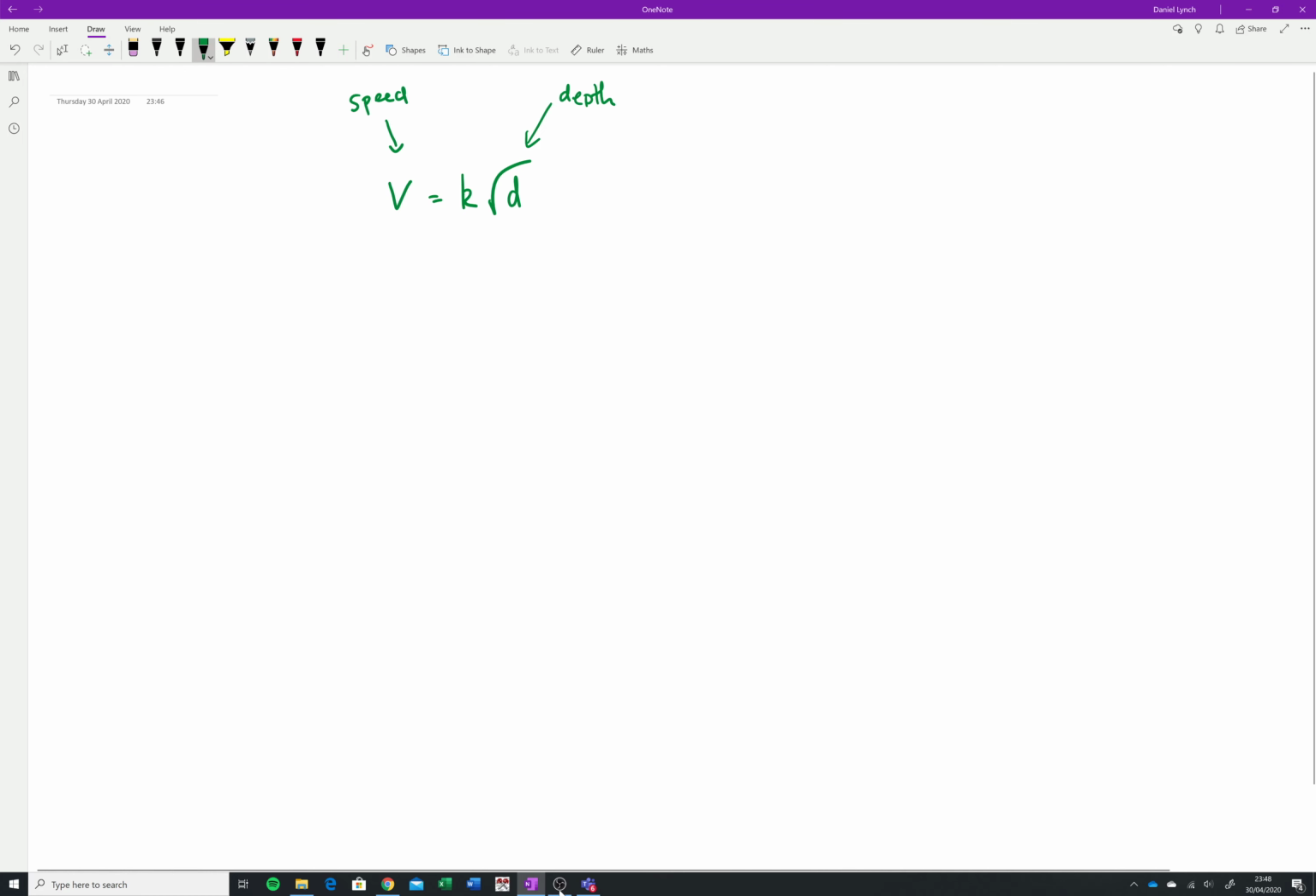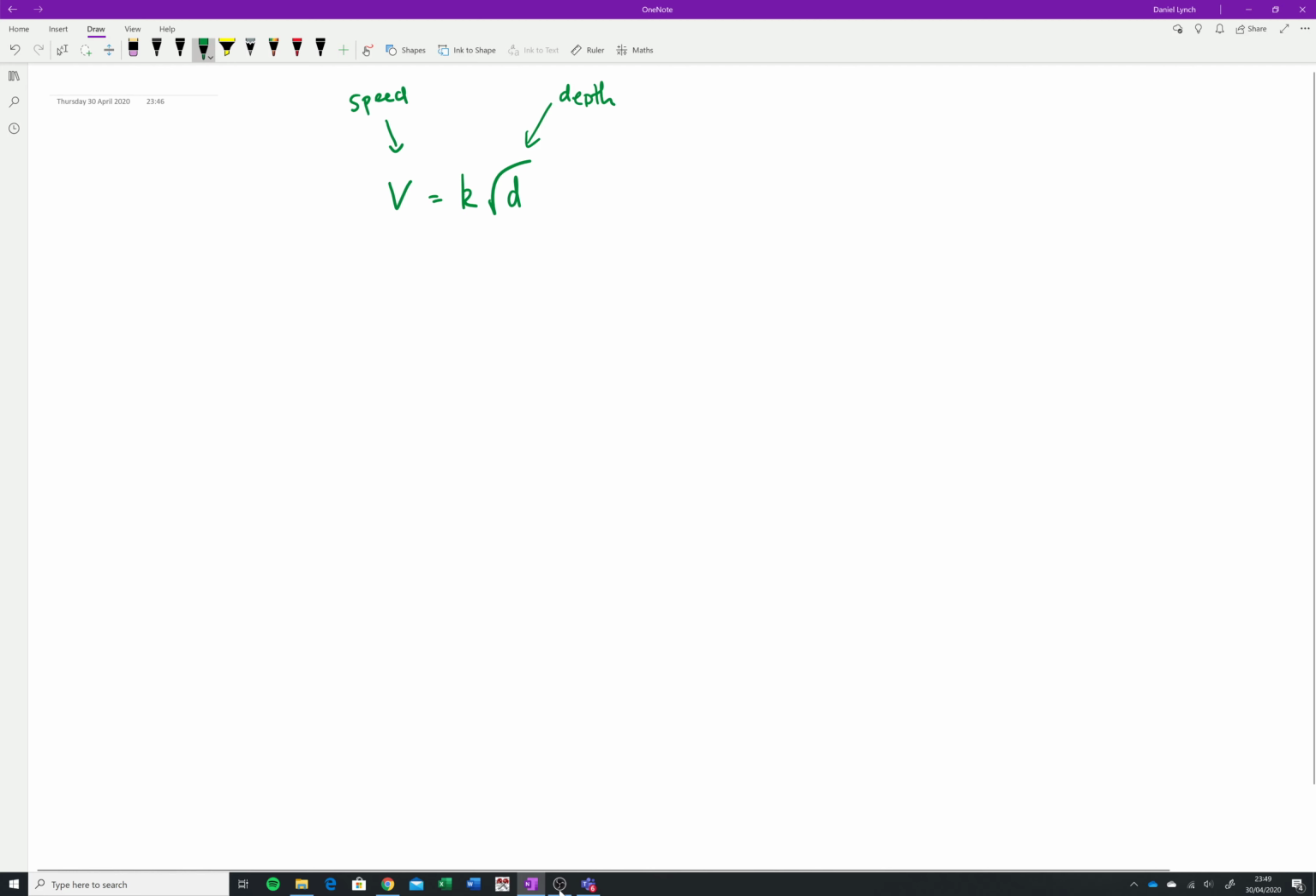So in order to be able to get k, they will need to give us both the speed and the depth. If they give us that, then we can work out what k is. And then once we know what k is, they'll probably give us the speed and we have to work out the depth, or they give us the depth and we have to work out the speed. So it's just like a function, really.